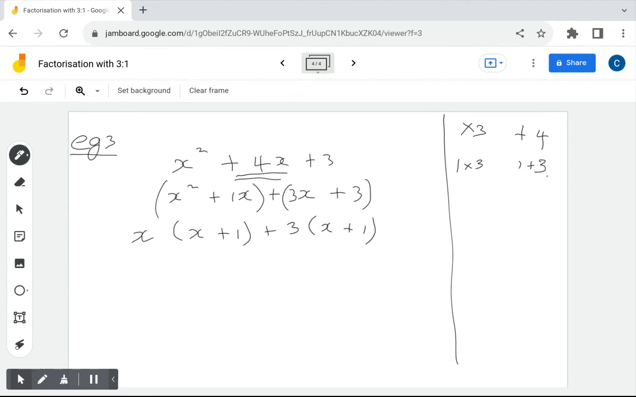You see that x plus 1 is common, so we write x plus 1, and then x plus 3 in brackets. So x plus 1 is a factor, and x plus 3 is a factor. And when we multiply both, we get back the quadratic x squared plus 4x plus 3. So these are basic factorization. I hope you all understand.